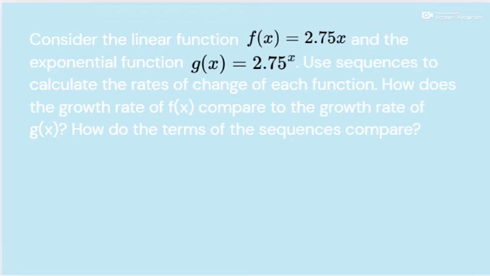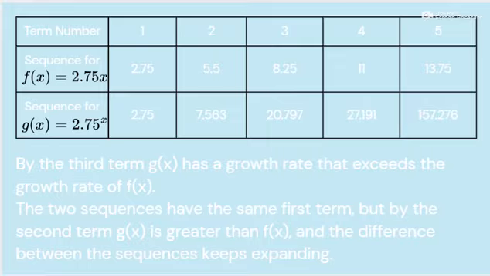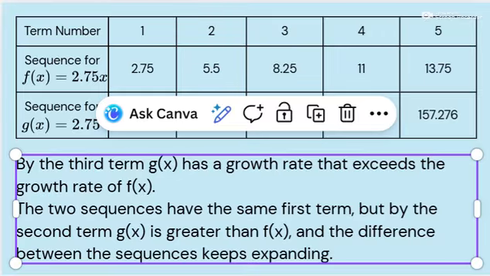I had all of these so that they all matched, but something went wonky. I apologize. Consider the linear function f of x is equal to 2.5x, and the exponential function g of x is equal to 2.75x. Use sequences to calculate the rates of change of each function. How does the growth rate of f of x compare to the growth rate of g of x? How do the terms of the sequences compare? We have a linear function and an exponential function right here, and we're going to look at how they compare. I couldn't take it, I had to change it back to black.